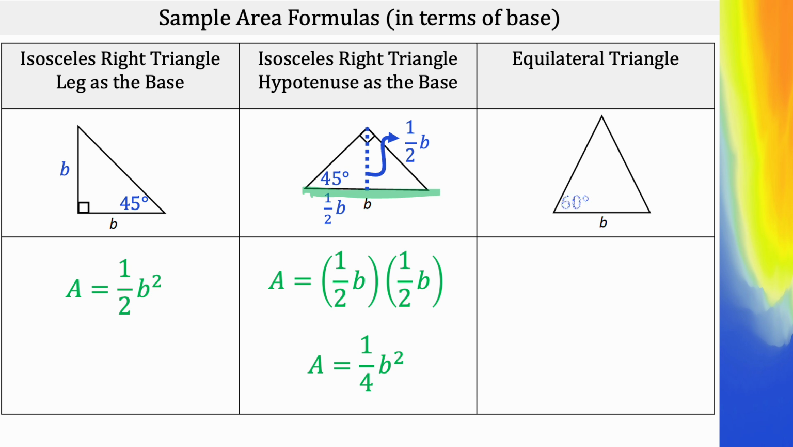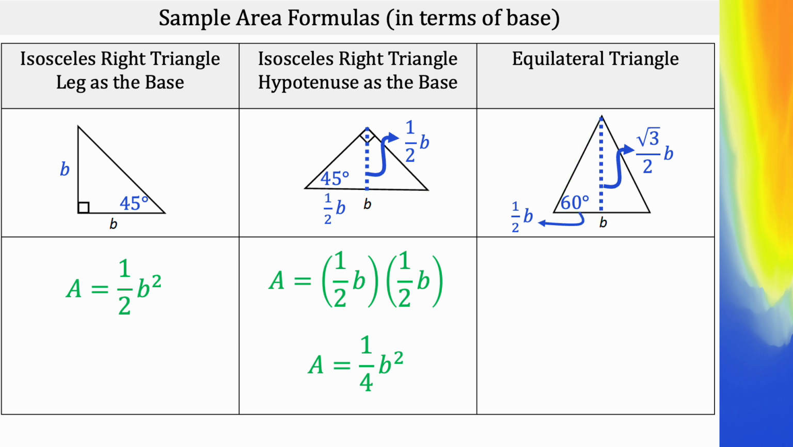Last one is the equilateral triangle. In an equilateral triangle, all the angles are 60 degrees. And again, in order to find the area of this triangle, I need a height. And this time, when I dropped that height, I created a 30, 60, 90 triangle. And so let's see, the base of just that little guy is 1/2 base. That's the short side. And the long side across from 60 is the height of my equilateral triangle, which is √3 times that. So back to my whole triangle here.